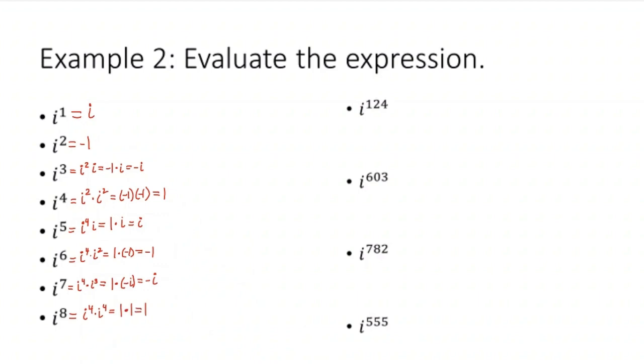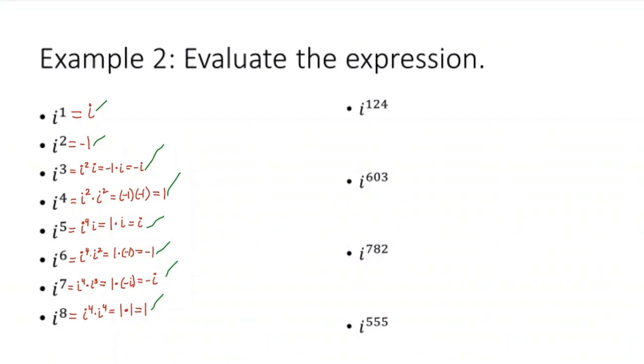If we take a look, we can see a pattern starting to emerge. The pattern is i, negative 1, negative i, 1. And then after the fourth power, we cycle the pattern again: i, negative 1, negative i, 1. What this tells us is our pattern repeats in a cycle of 4, and it's going to keep going forever. So if I wanted to figure out i to the 9th, 10th, 11th, and 12th, those would be i, negative 1, negative i, and 1, respectively.